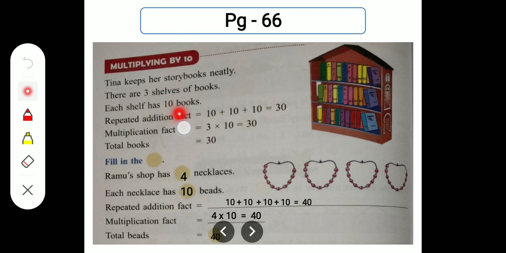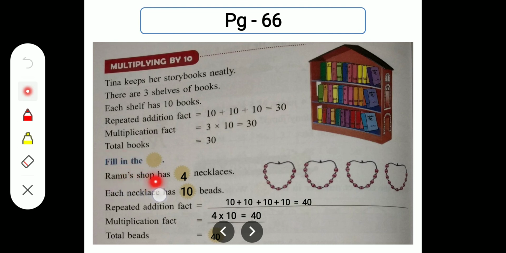So repeated addition fact, 10 plus 10 plus 10, that is equal to 30. As there are 3 shelves, so 10 is written for 3 times, that is equal to 30. And multiplication fact is number of shelves, that is 1, 2, 3, so 3 into number of books in each, that is one shelf. So 3 into 10 is equal to 30. So total books 30.